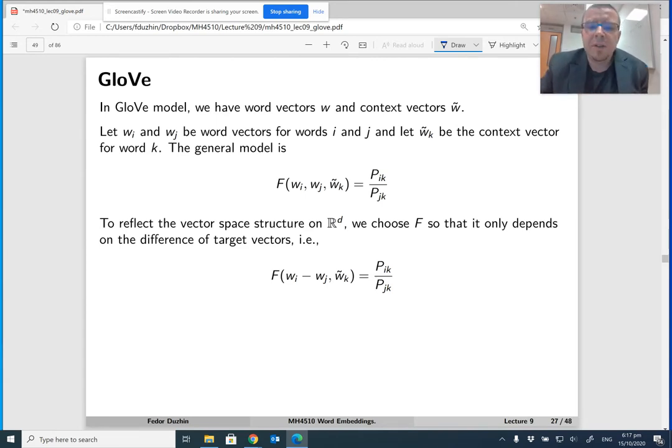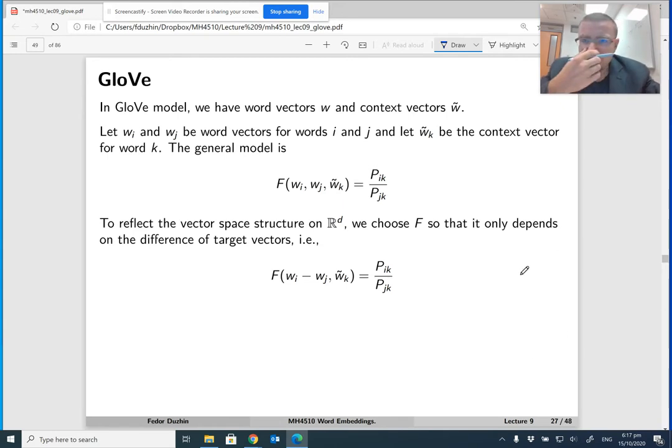But then we need to reflect the vector space structure on R^d. Which is why, instead of just looking for an f that is any function of three vector arguments, we want it to only depend on the difference of target vectors. So we are going to construct a function of two vector arguments, such that if instead of the first argument we plug in w_i minus w_j, then we get what we want.